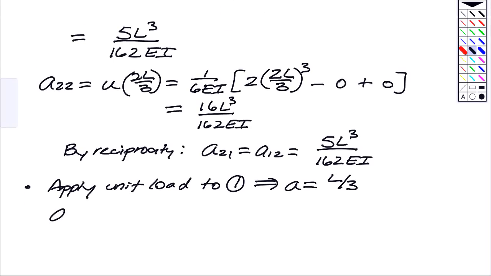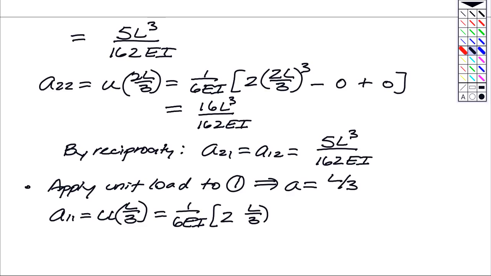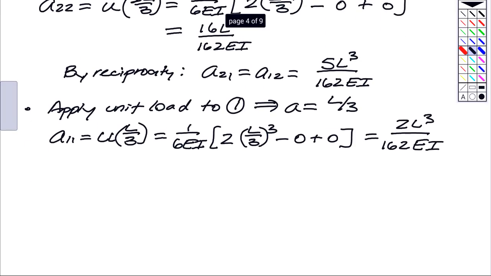We know that A11 is the displacement at L over 3. So that's 1 over 6 EI times 2L over 3 cubed minus 0 plus a 0. And so that's equal to 2L cubed divided by 162 EI. So we have computed all 9 terms of our flexibility matrix A.